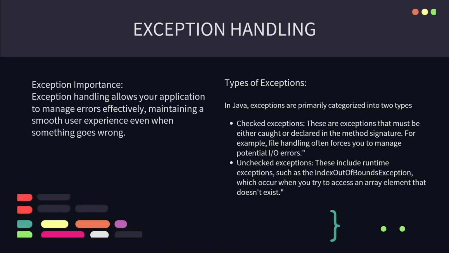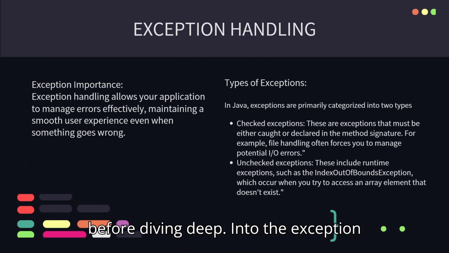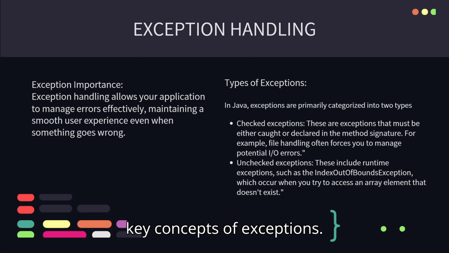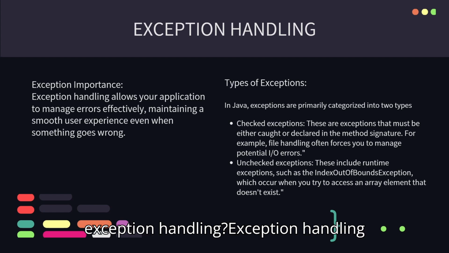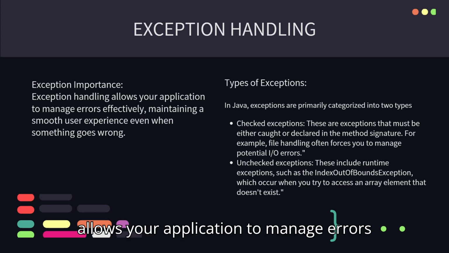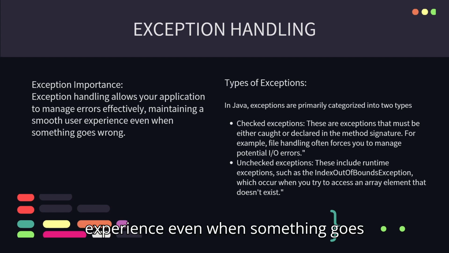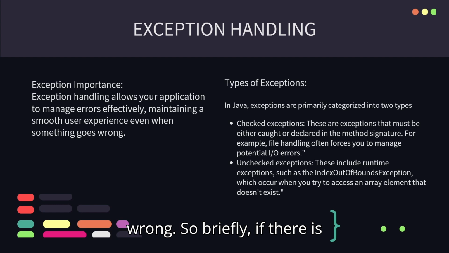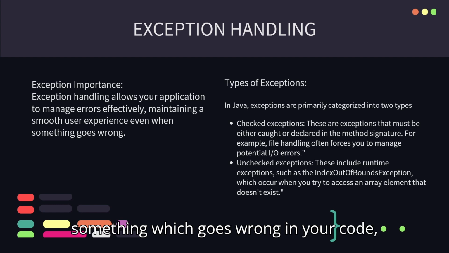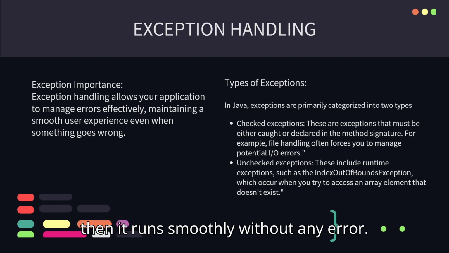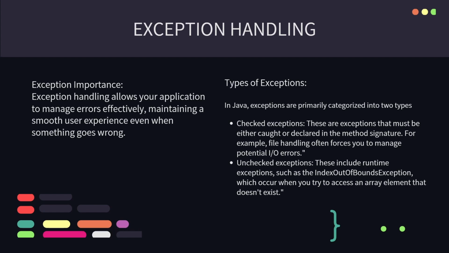So, before diving deep into the exception handling mechanism, let's start with the key concepts of exceptions. What is the importance of exception handling? Exception handling allows your application to manage errors effectively, maintaining a smooth user experience even when something goes wrong. Briefly, if something goes wrong in your code and we handle that exception, then it runs smoothly without any error. There are two types of exceptions.